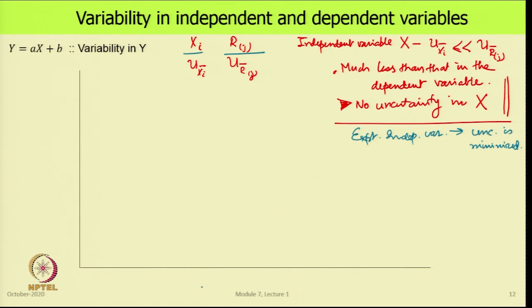What that leaves us with is that in the dependent variable, there is finite uncertainty, variability which we cannot ignore, and we have to factor that into our regression analysis. So, here is what it means. So, here we have x and we will make a plot where we will plot y on this axis.